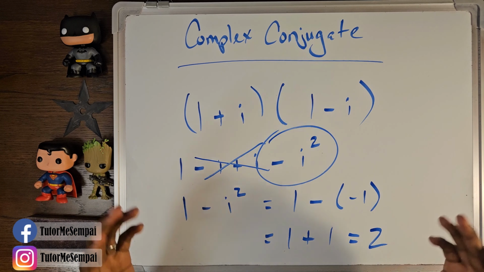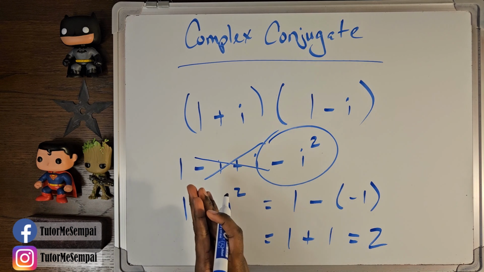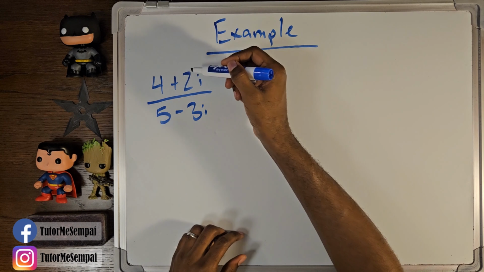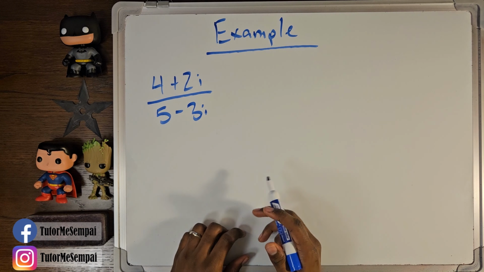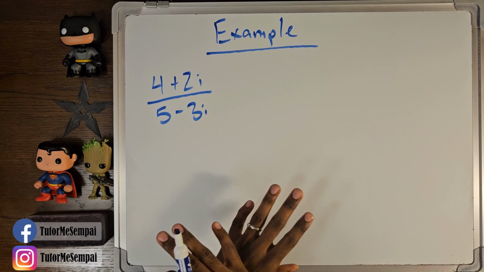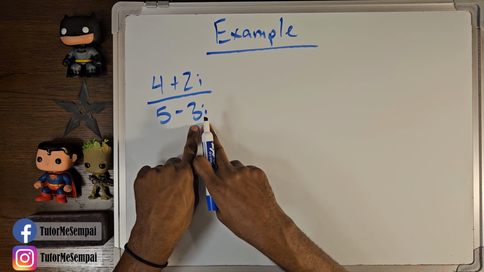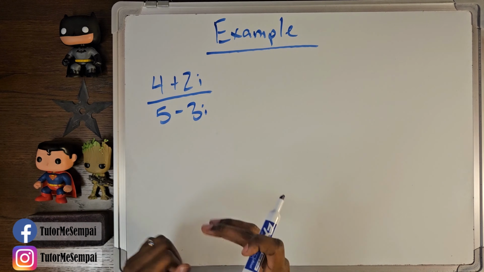So now that we've talked about complex conjugates, let's put this to use by tackling our example for today. In our example for today, we have 4 plus 2i divided by 5 minus 3i. And once again, there's two things we want to focus on. First, we want to get rid of all of our imaginary numbers from our denominator. Here we have an imaginary number. We have to get rid of all imaginary numbers from our denominator.